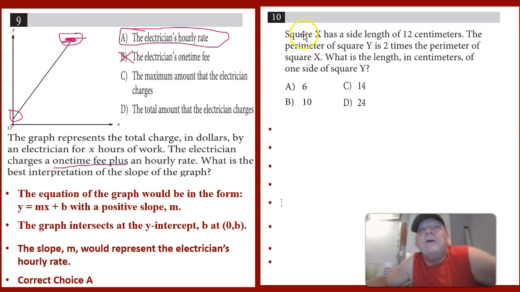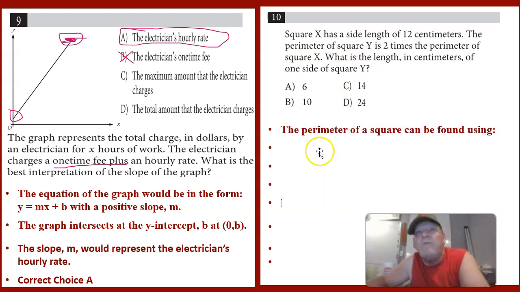Number 10. Square X has a side length of 12 centimeters. The perimeter of square Y is 2 times the perimeter of square X. So we've got 2 squares, square X, square Y. What's the length in centimeters of one side of square Y?